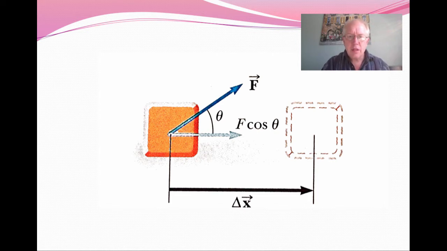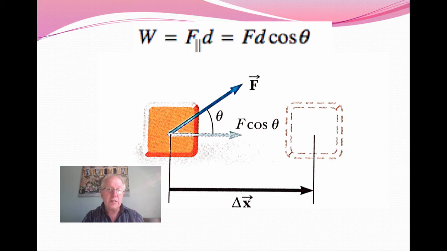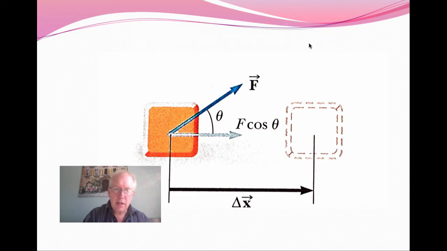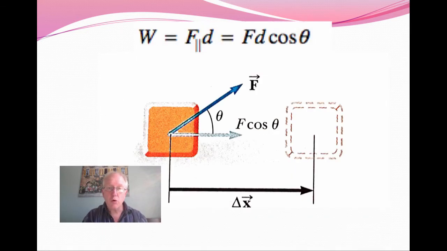Now let's see. That means that the formula for your physics AP formula sheet is going to be like this. Work is the force parallel to the displacement, meaning the force multiplied by the displacement multiplied by the cosine of the angle between them. Now in a case like this, the angle between the force and the displacement is 0. So if the angle between them is 0, cosine of 0 is 1, this formula works whether you're at an angle or whether you're not at an angle.